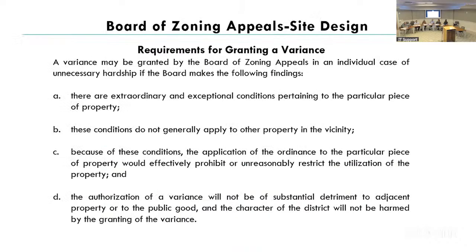For a variance to be granted, the Board of Zoning Appeals must make the following findings. A, there are extraordinary and exceptional conditions pertaining to the particular piece of property. B, these conditions do not generally apply to other property in the vicinity. C, because of these conditions, the application of the ordinance to a particular piece of property would effectively prohibit or unreasonably restrict the utilization of the property. And D, the authorization of a variance will not be a substantial detriment to the adjacent property or the public good. The character of the district will not be harmed by the granting of the variance.